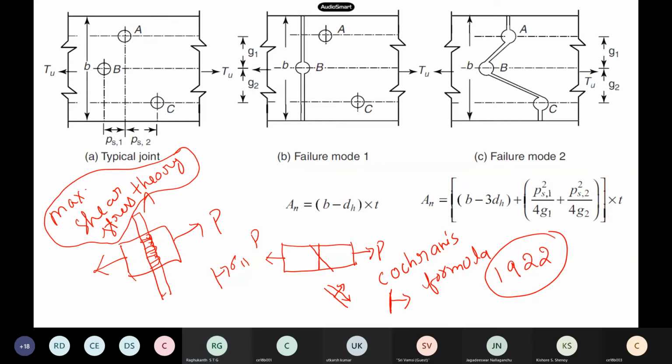No. So in this theory, there is no root 3 business. What is this theory? Von Mises is related to the second invariant of your deviatoric stress tensor. Okay, that is the von Mises theory. What is the maximum shear stress theory of failure? What happens?